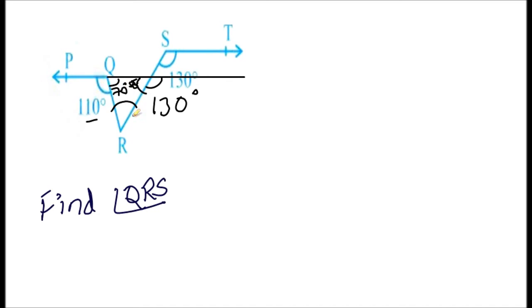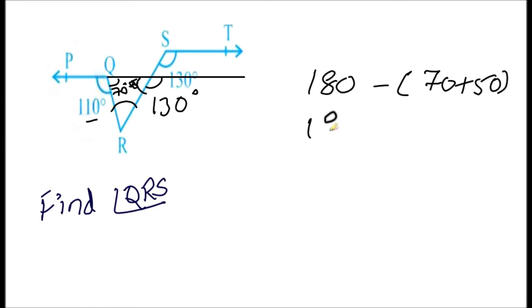So if it is 70 and 50, we know this is a triangle. We know the sum of the angles in a triangle is 180 degrees. So this angle plus this angle plus this angle gives you 180 degrees. So 70 plus 50 is 120. So 180 minus 120 is 60 degrees. This is how we can go ahead.